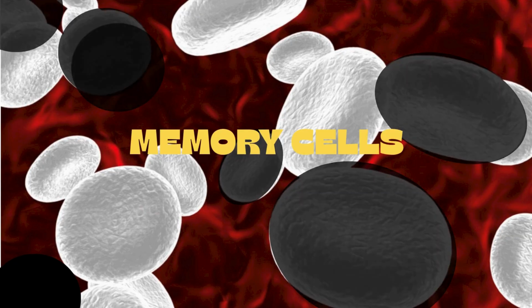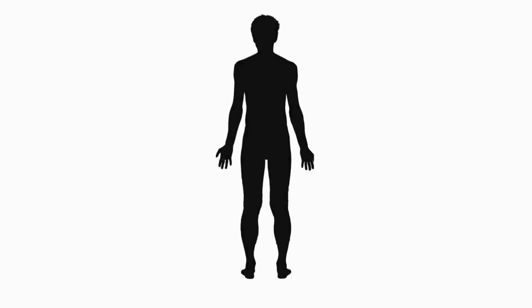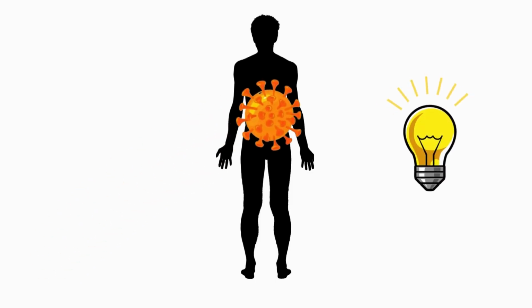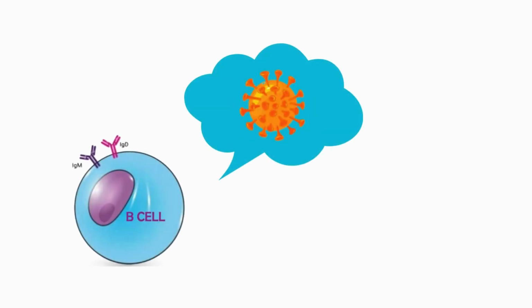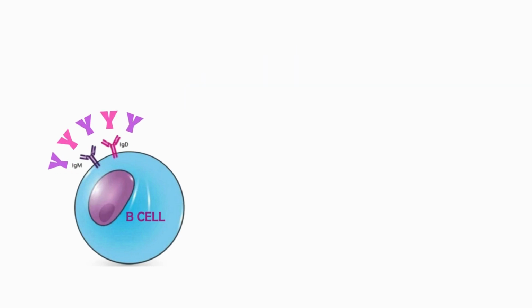Immune memory refers to the immune system's ability to recognize and respond more effectively to a pathogen it has encountered before. Memory B cells remember the structure of a pathogen's antigens and can quickly produce large amounts of antibodies during a second exposure.